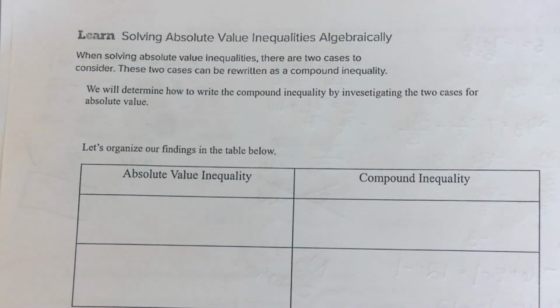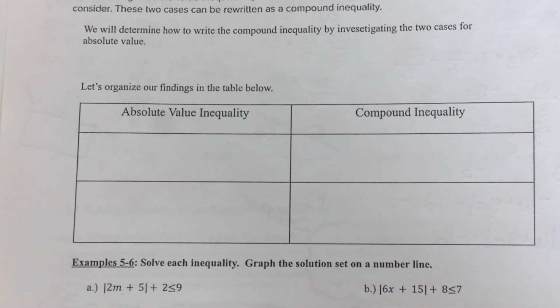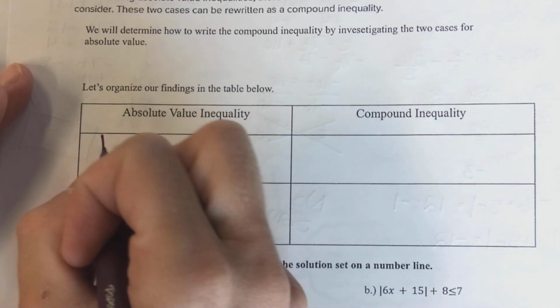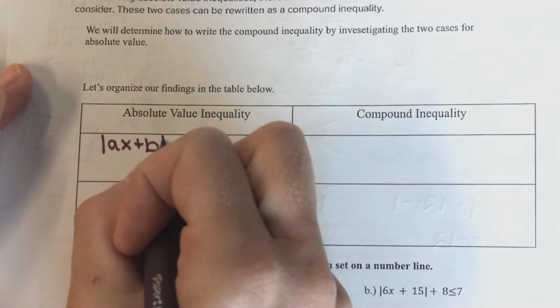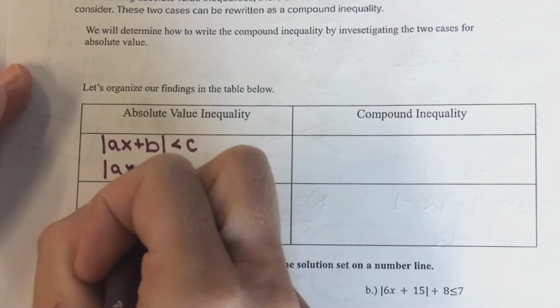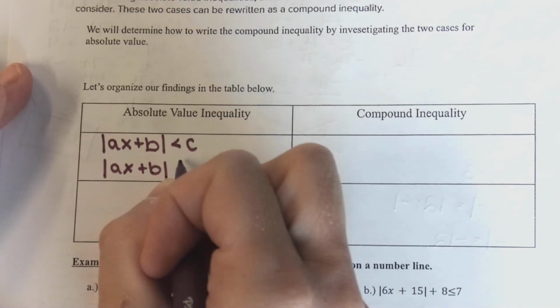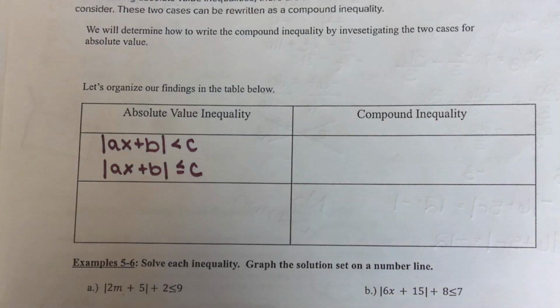So when you are solving absolute value inequalities, you need to figure out what type of situation you're working with. So there are two different things that can happen. You can have an absolute value less than C, or you can have that same absolute value less than or equal to C, and these two things go together. You see why? Because they're both less than situations. Okay, so both of these go together.